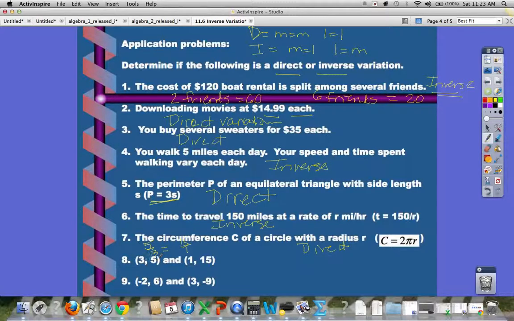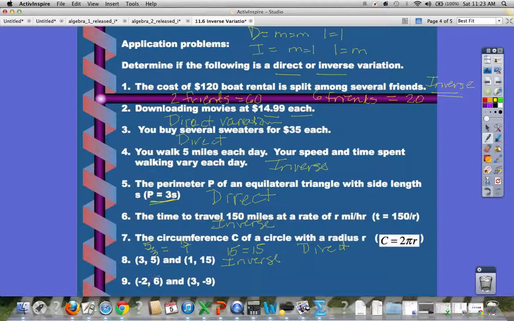Let's see if we multiply them. 3 times 5, that's going to give me 15. And 1 times 15, that's going to give me 15. So I multiplied, which means that has to be an inverse variation because I multiplied the x and y's and got the same rate. When I tried to divide the y's and x's, I did not. So this is an inverse.